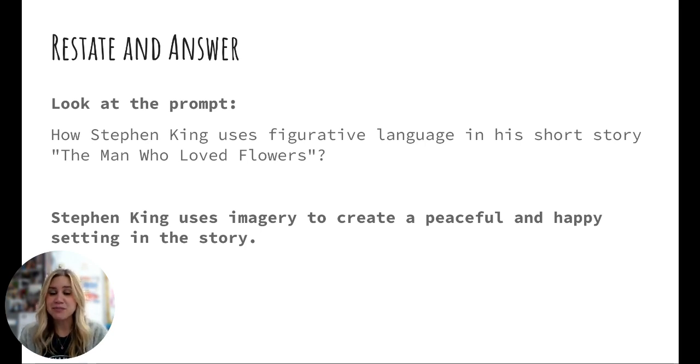in this story. As you know, you've read the story, you know that there's a twist at the end, and the setting is there to kind of trick you, like everything's great and everything's really peaceful. So one of his goals was to make sure that as the readers, we knew that the setting was this perfect, peaceful, good place to be. So for restate and answer, I looked at the prompt, I restated part of the prompt, and then I filled in the blanks with my own answers.